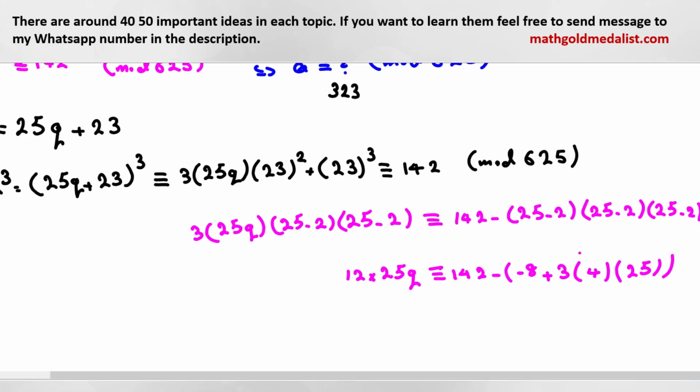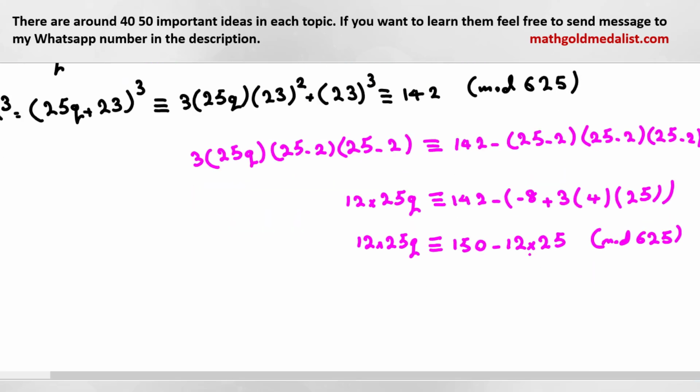So 3 times 4 times 7, 142 plus 8 is what? 142 plus 150, minus 3 times 4, or 12 times 25, right? And it will be 12 times 25 cube, right? 12 times 25 is 300, mod 625, right? Yes, we can calculate this, or we can divide by 25, right?